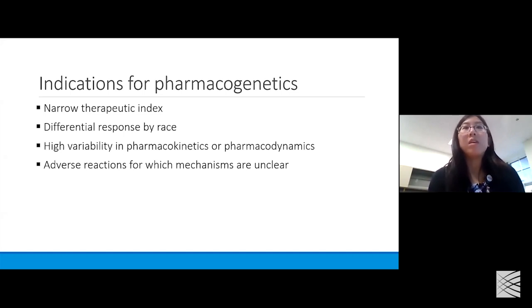Pharmacogenetics can play a role when there is a differential response by race. When there are race effects on drug response, this tends to be a marker of some underlying genomic differences. Pharmacogenetics can also be used when there is high variability in pharmacokinetics or pharmacodynamics of a drug, as well as situations in which the development of adverse drug reactions seems a bit idiosyncratic, where we don't really understand the mechanisms or reasons why they occur.